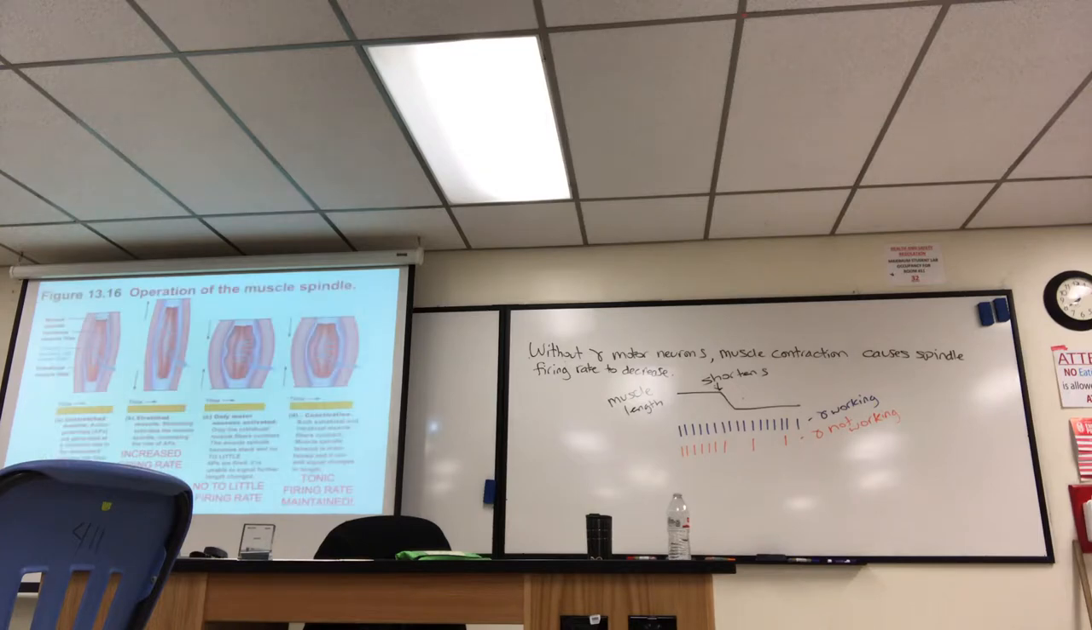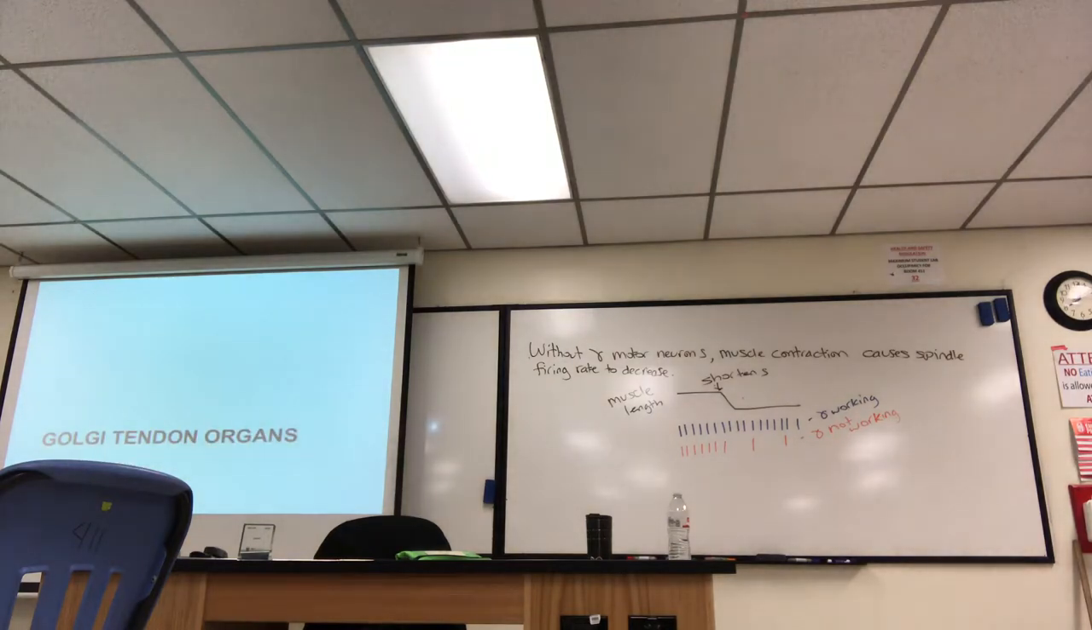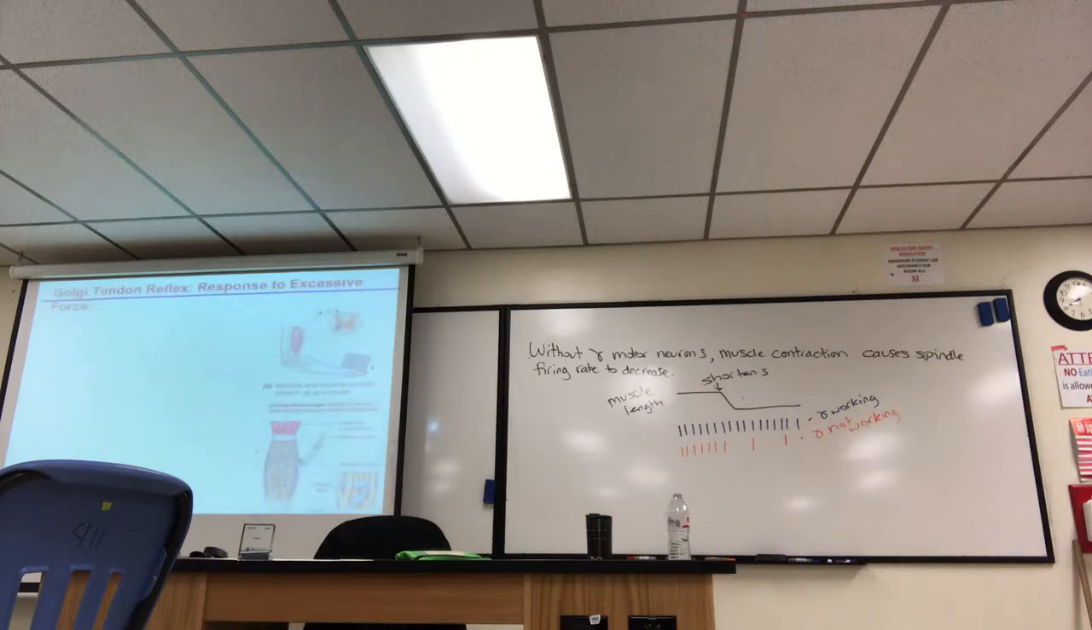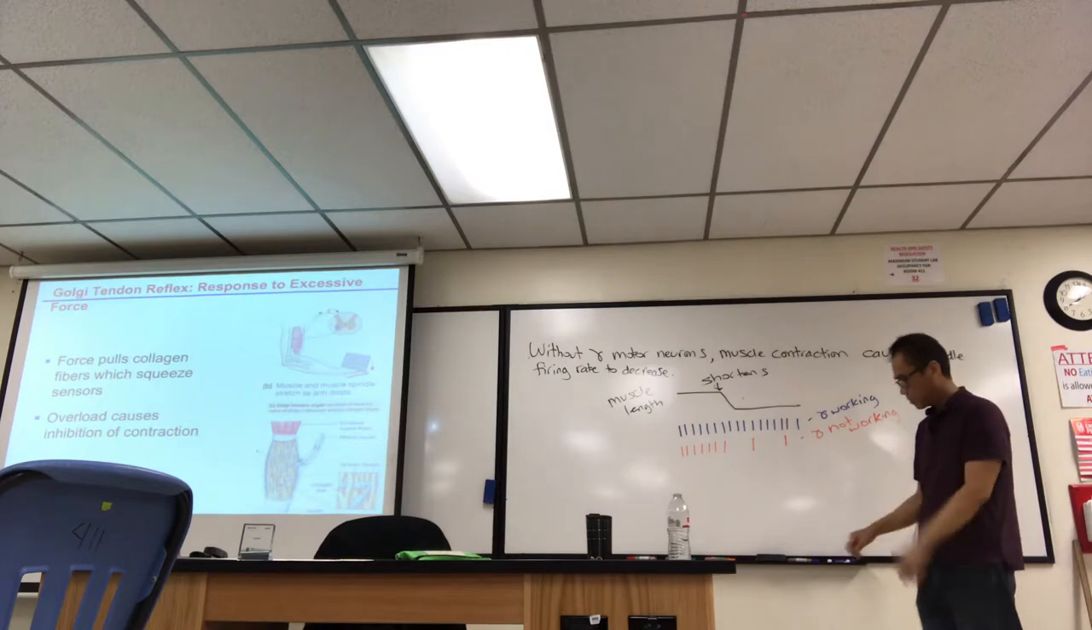Now, I don't like this figure, so I'm just going to skip right over it. I taught you everything I need to from the previous one. I just wanted to show you what that figure looked like in the Marieb textbook, for those of you who use it. This organ is not within the belly of the muscle. It's in the tendon of the muscle. They're called GTOs, or Golgi tendon organs for short. This is a reflex response to excessive force. I'm done with the spindle, moving on to GTOs.